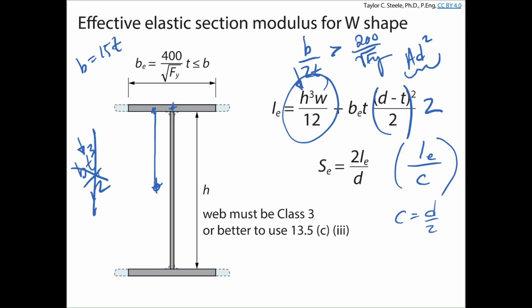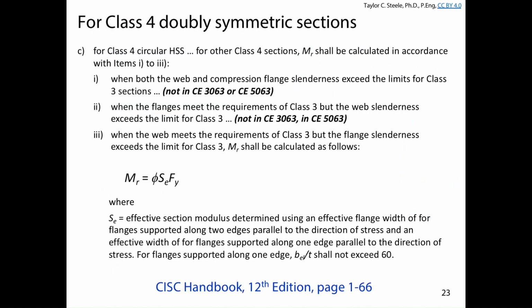But once we have the effective moment of inertia, then we can just divide it by c, or multiply by 2 over d, and that's going to give us the effective section modulus that we use to calculate the moment resistance back here in accordance with CSA S16.